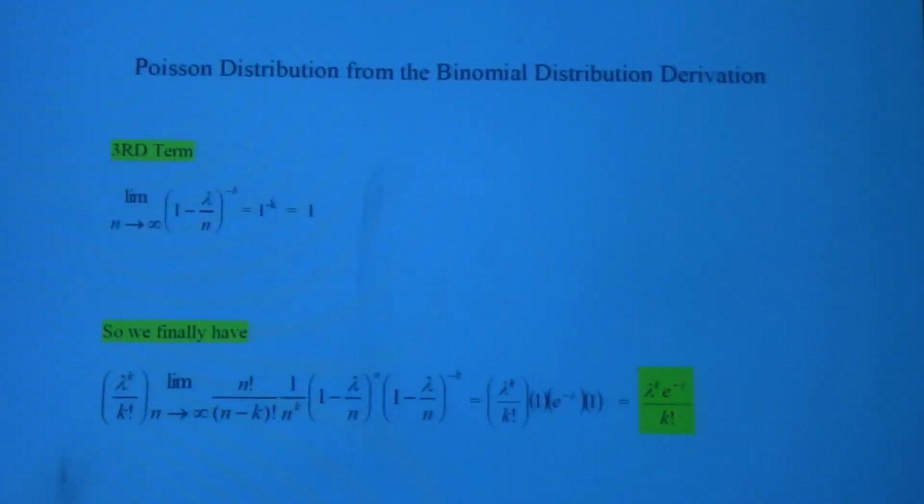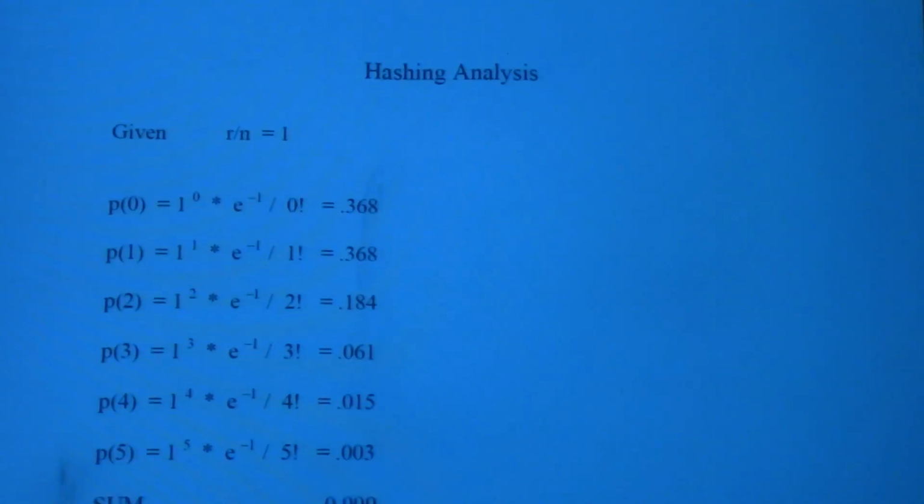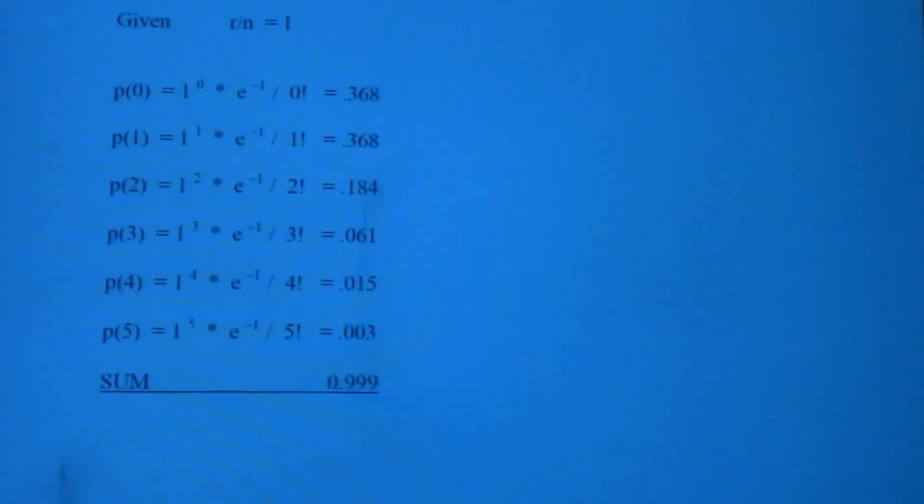Just take this formula here and do probability of k equal to 0. You're going to get lambda to the 0, e to the minus lambda over 0 factorial. And you'll get the value, and the value that we have here, in this example, is 0.368.